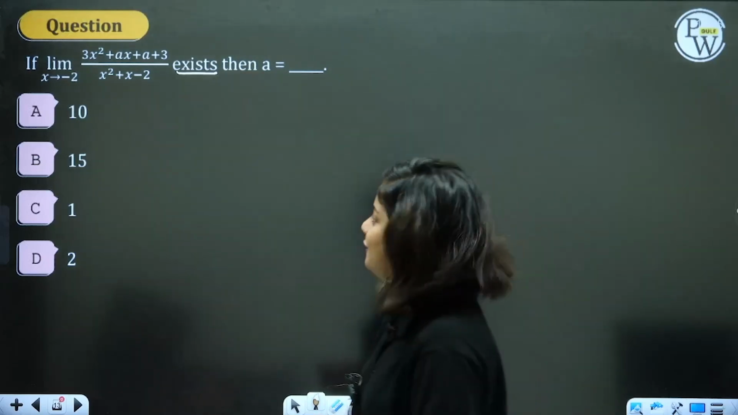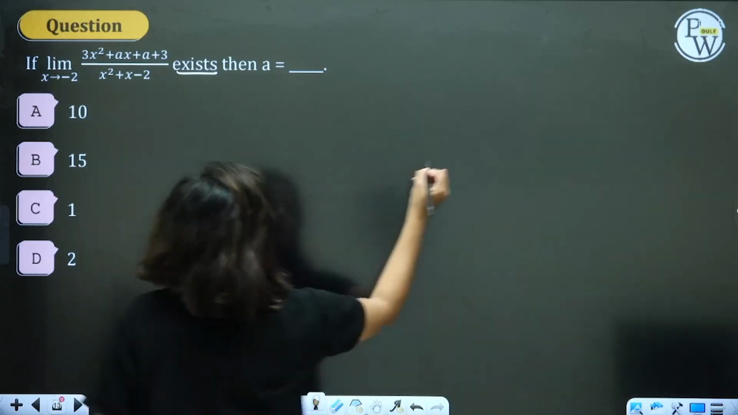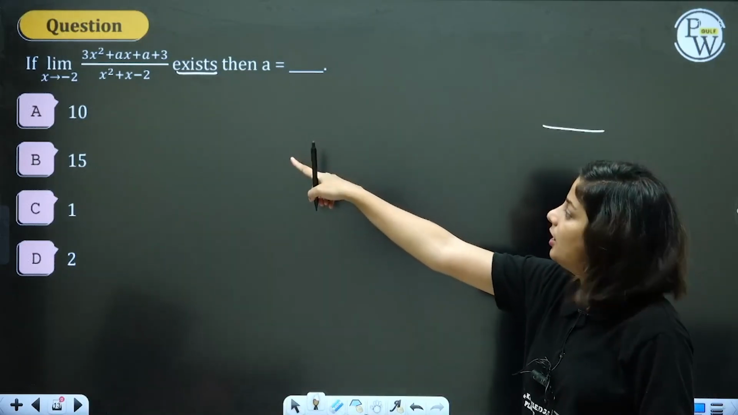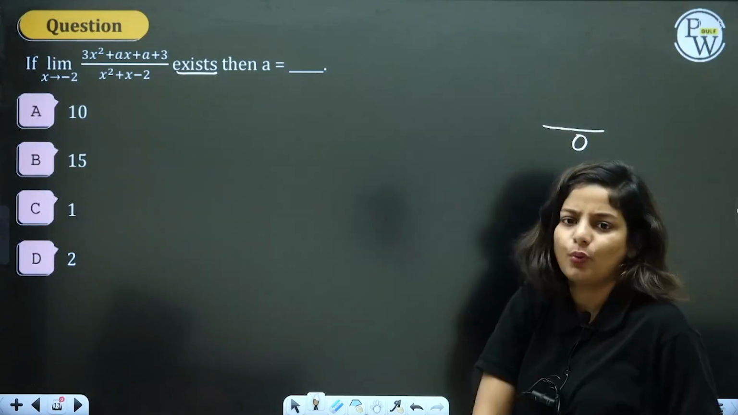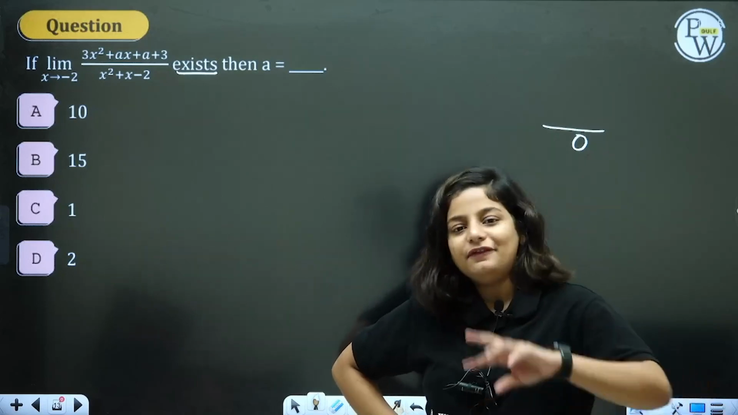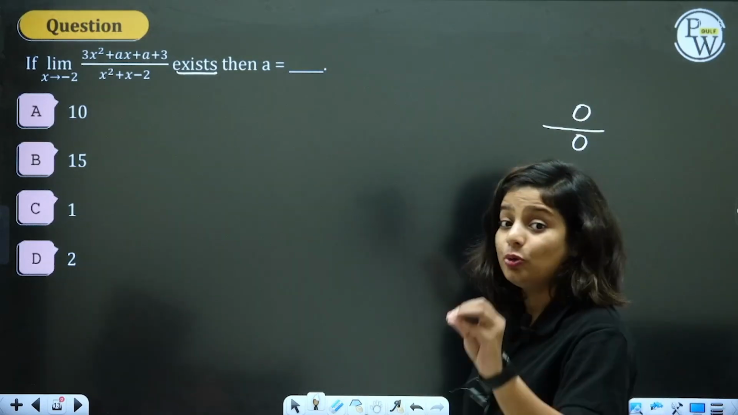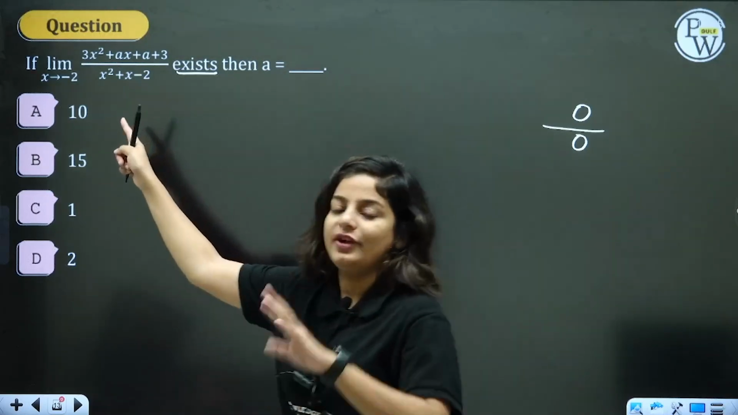But one thing for sure, if I directly put the value x as minus 2, what is the denominator? If I put x as minus 2: minus 2 squared, minus 4, plus 4, plus 4, minus 2, 2, 2, minus 2, 0. The denominator is 0. And factorization means the numerator will also be 0. We somewhere know the limit exists, but on direct substitution, we are not getting the answer.